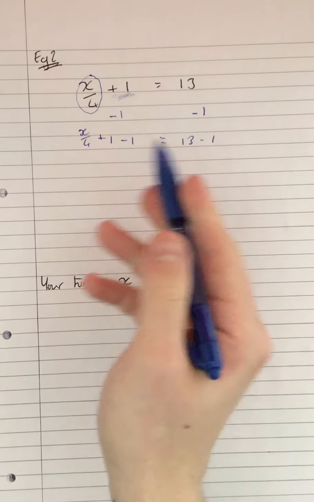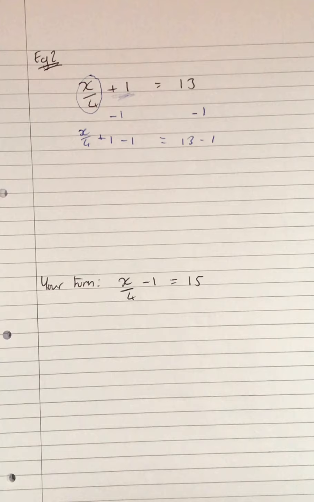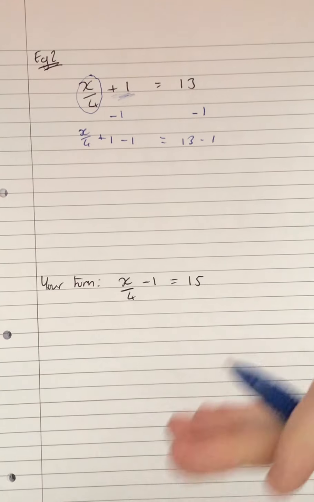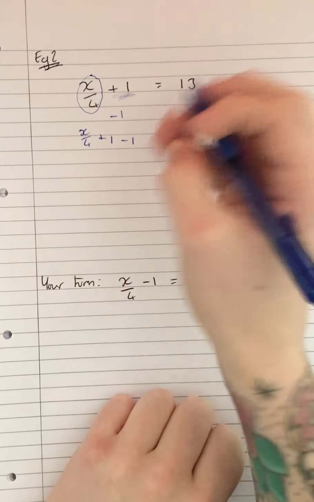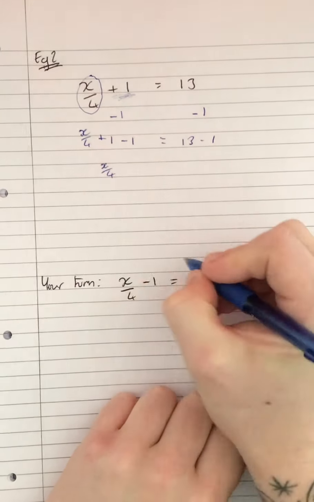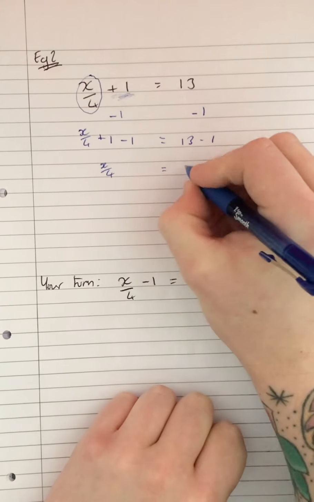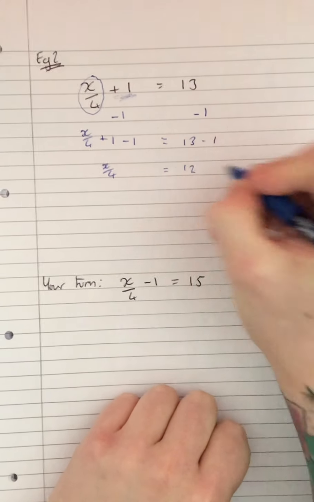Now, again, you don't need to write this line down if you're feeling comfortable, but then likewise, if you are building confidence, get it written down. It's a good middle step. It's a good crutch. X over 4, add 1, take 1 is just x over 4. 13, take 1 is 12.